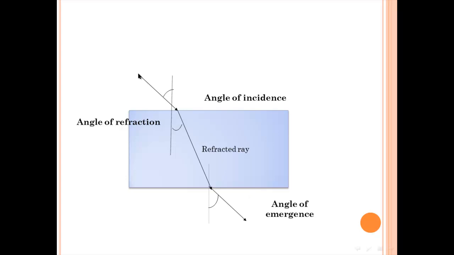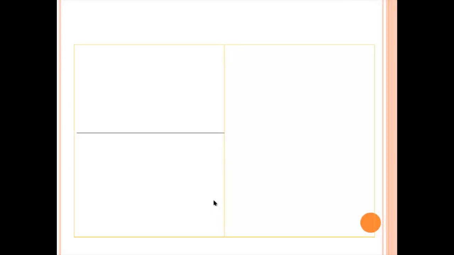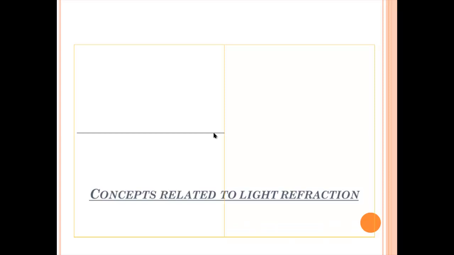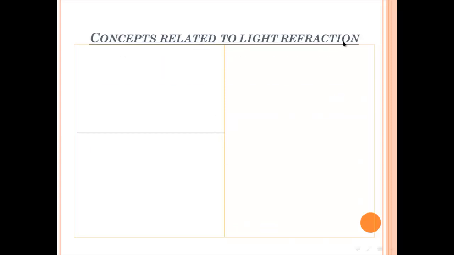The angle between the incident ray and the normal is called the angle of incidence. The angle between the refracted ray and the normal is called the angle of refraction, not reflection. Take care. The angle between the emergent ray and the normal is called the angle of emergence. Okay, now we take some concepts related to light refraction.